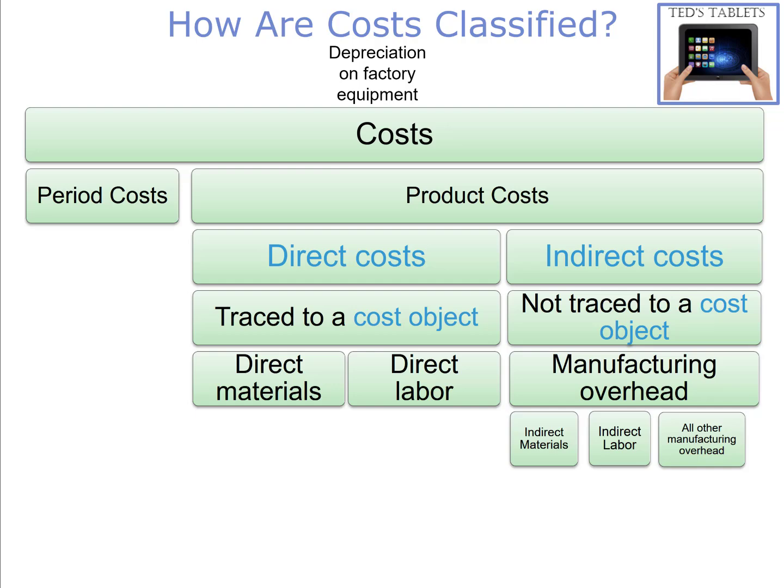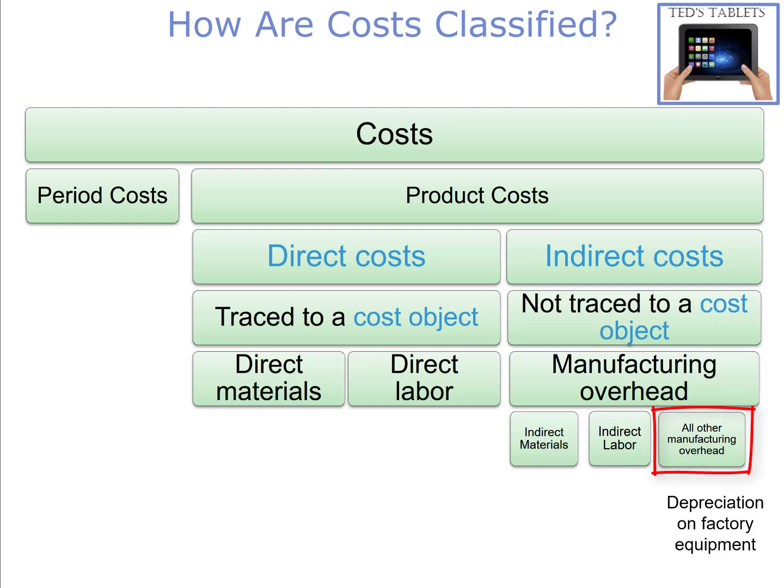Then, would it be a direct cost or the indirect cost called manufacturing overhead? Well, depreciation on factory equipment cannot be easily traced to one particular tablet, so it's considered manufacturing overhead and will later be divided amongst all the tablets so that each tablet gets a portion of the overhead costs added to the cost of the tablet.